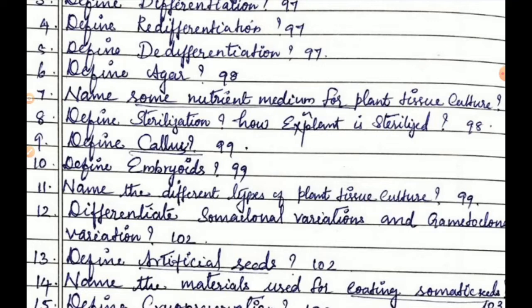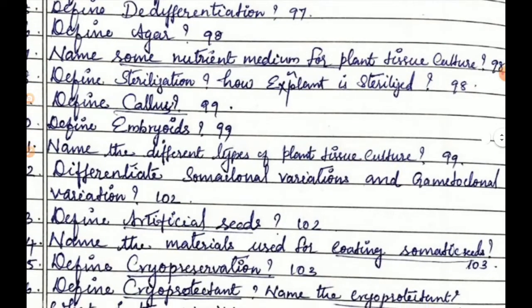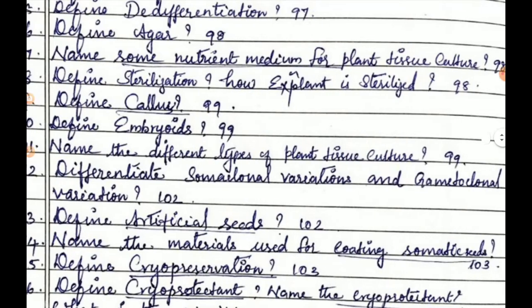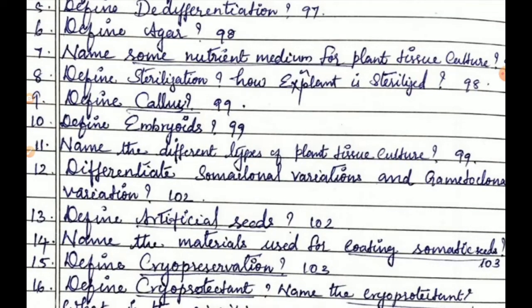Students, next question is differentiate somoclonal variation and gametoclonal variation. It is given in page number 102, in the green color box. Somoclonal variation is found in plants regenerated in vitro, with variation found in leaf, stem, roots, tuber. Gametoclonal variation, or gametophytic variation, is found in plants regenerated in vitro of gametic origin.